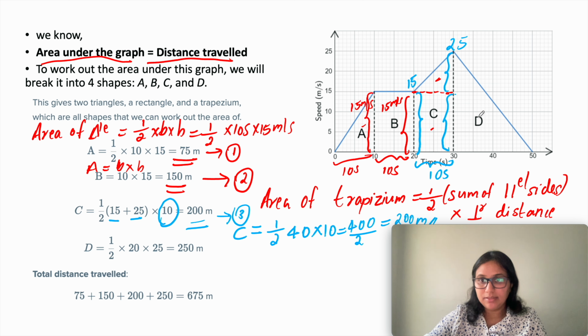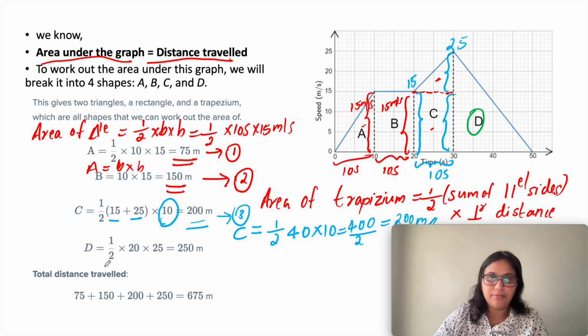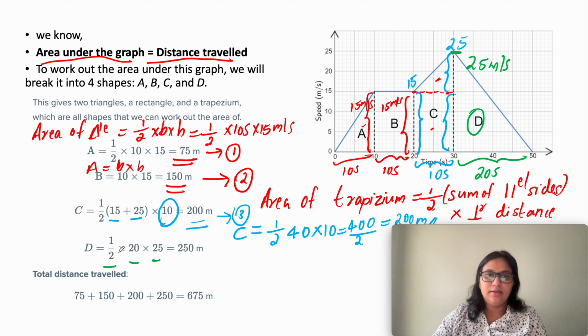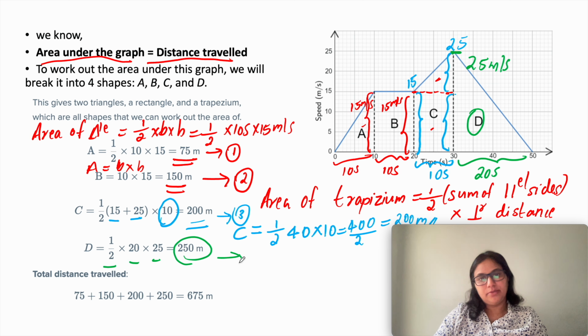Again in the last part, D, it is in the form of a triangle. So half into base into height. So what is the base here? It is not 10, it is from 30 to 50. So 50 minus 30 gives you what? 20 seconds. And the height is 25 meter per second. So half into 20 into 25. So you get 250 meter. This is section D.